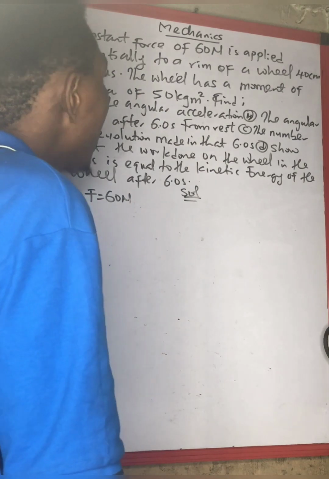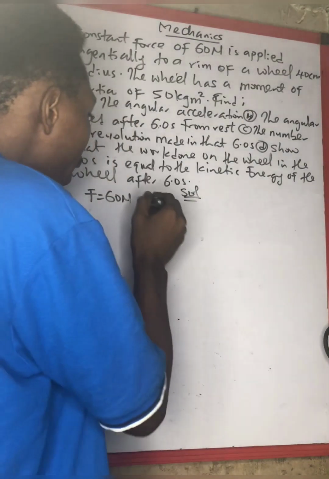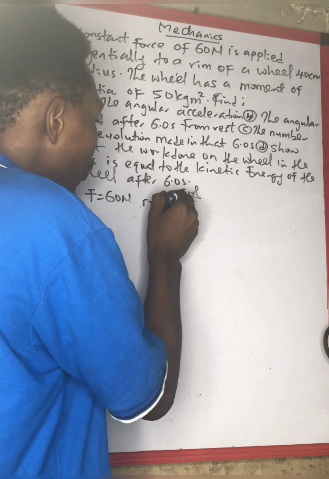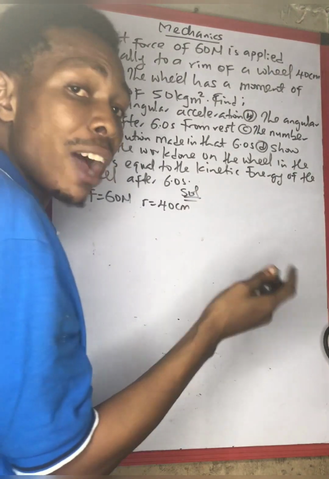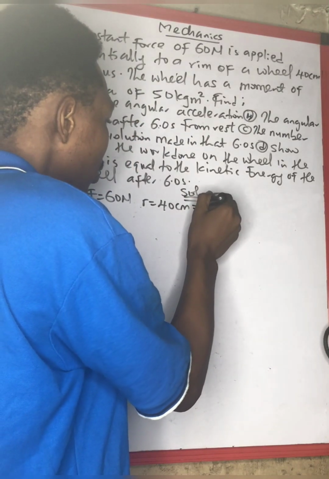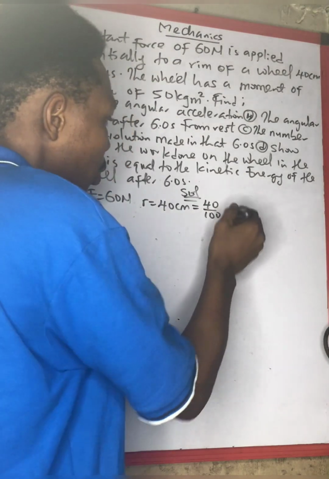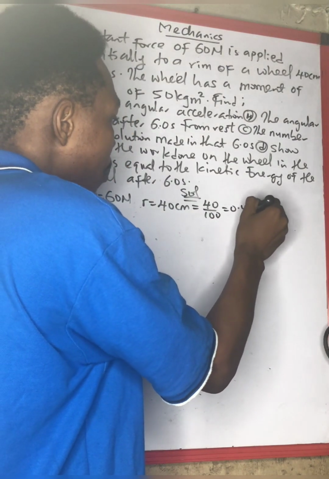It's applied tangentially to the rim of a wheel of 40 centimeter radius. So we are given our radius to be 40 centimeter. What do we do? We convert to meter by dividing by 100. So 40 divided by 100 gives us 0.4 meter.